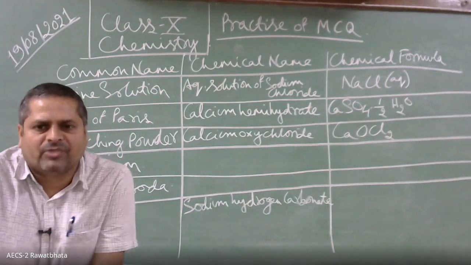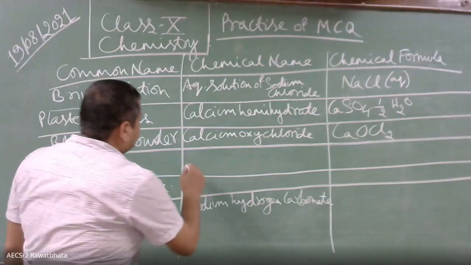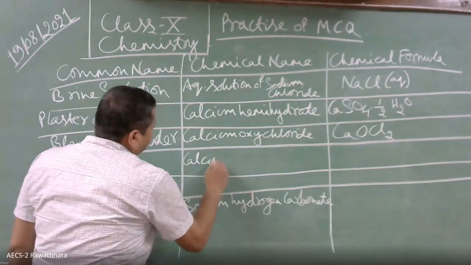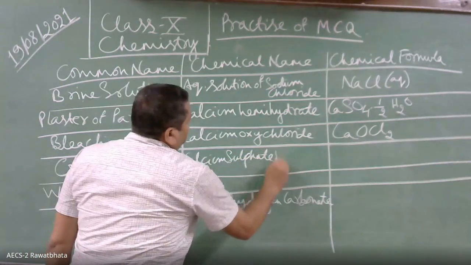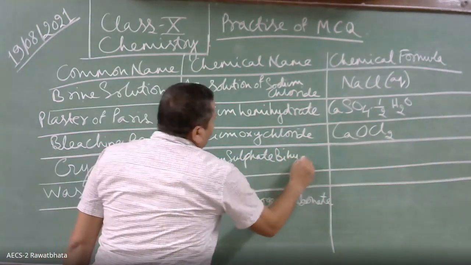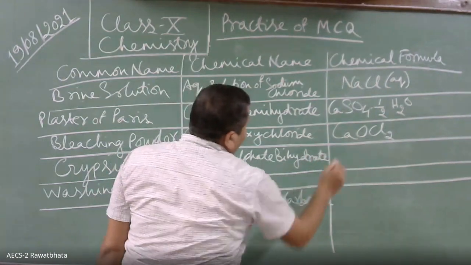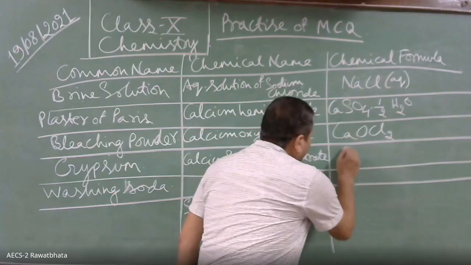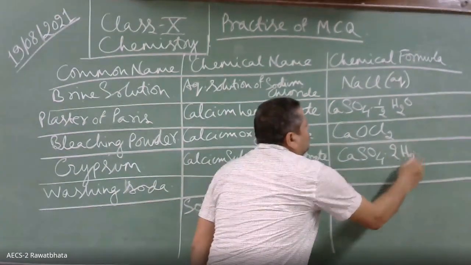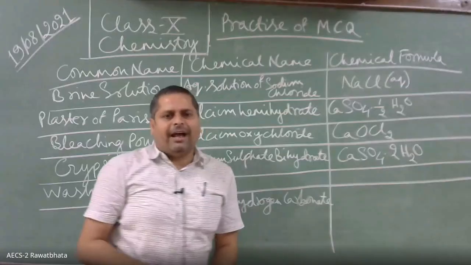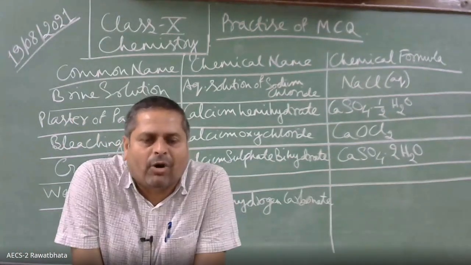Yes, Pragati. Calcium sulfate dihydrate is the chemical name. Calcium sulfate dihydrate. Okay. And what is its chemical formula? CaSO4.2H2O. Very good. It is a hydrated salt having two molecules of water as water of crystallization.